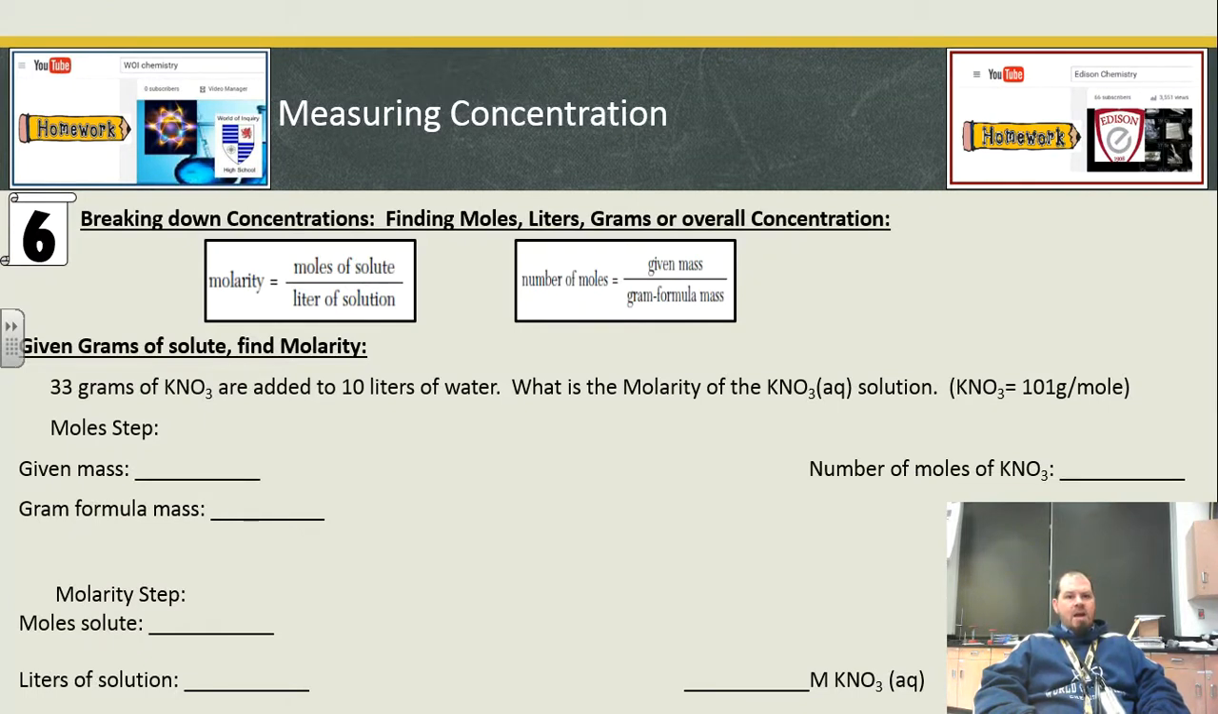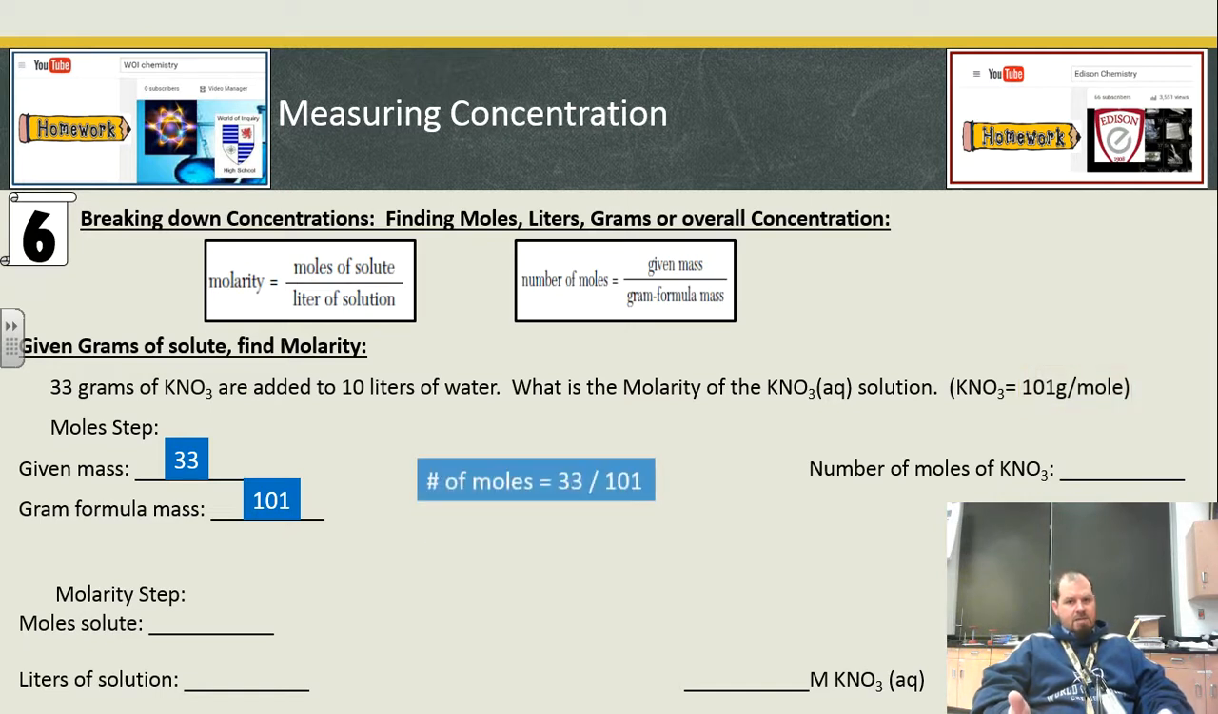Okay. Here's where I have to go from grams to moles into molarity. So, two steps. I'm given 33 grams of KNO3, and I know that it's 101 grams per mole. Now you can do this exactly how the equation on the page gives it to you, and you can just say 33 over 101. I'm going to set it up for you in dimensional analysis, the way I taught you during class.